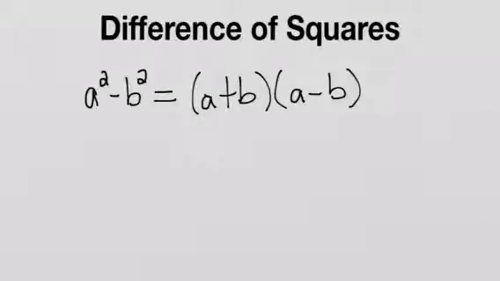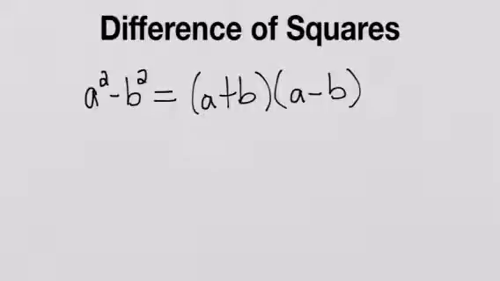In this video, we're going to look at another method of factoring. This method involves factoring just two terms. It's called difference of squares. What difference of squares says is if I have something squared minus something squared, then that factors into a plus b, a minus b. So if you have a squared minus b squared, that factors into a plus b, a minus b.